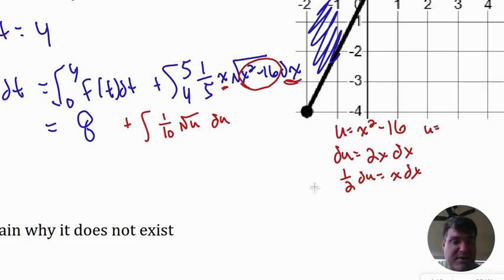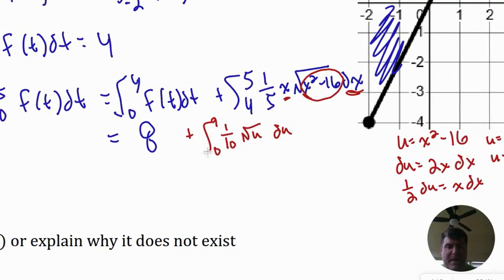So if I substitute in a 5, I'm going to get 25 minus 16, which is 9. So the top bound is now a 9, which is nice because I'm dealing with a square root. So like a square root of 9, that's a pretty clean number. And then if we substitute a 4 in, we're going to get 16 minus 16, which is 0. So the bottom bound is 0. This is not that bad.